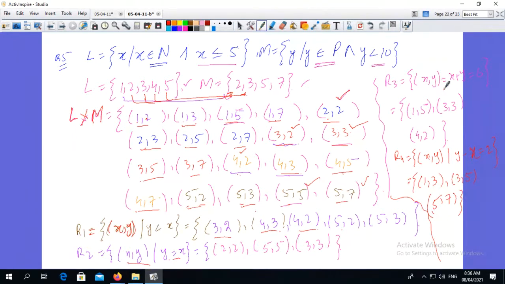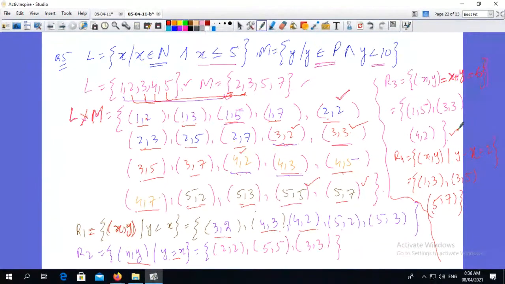And for R3, x plus y equals 6, whose sum is 6. So there are only three ordered pairs. The first one is (1, 5), 1 plus 5 is 6; (3, 3), 3 plus 3 is 6; and then (4, 2) is 6. There are three ordered pairs in R3.